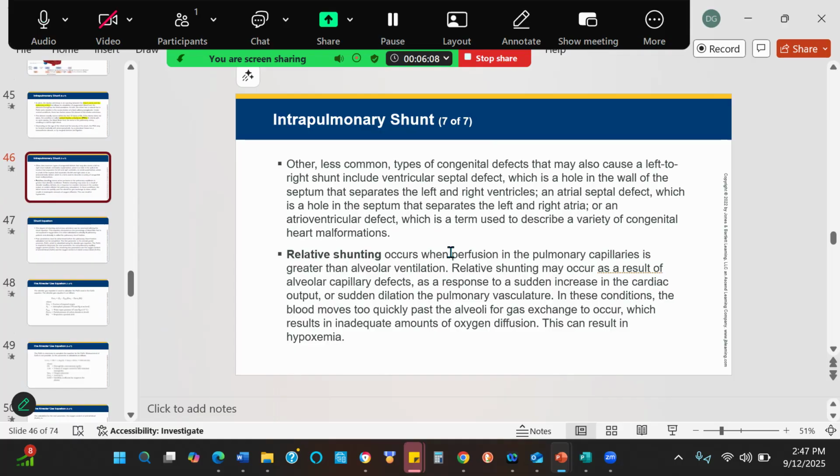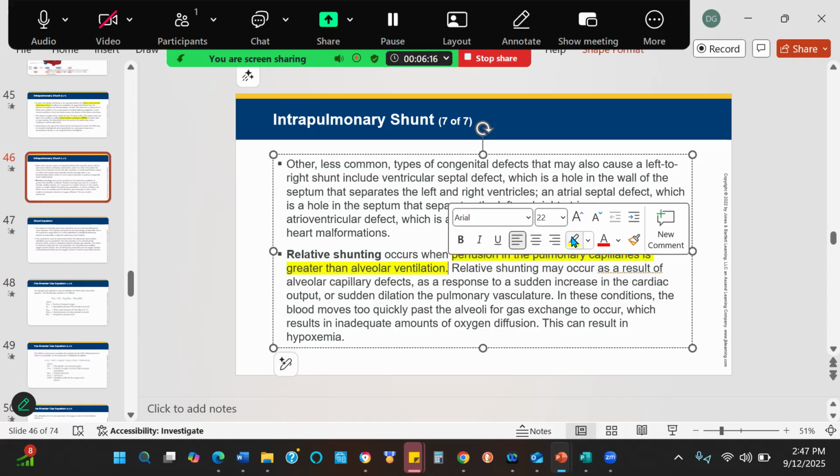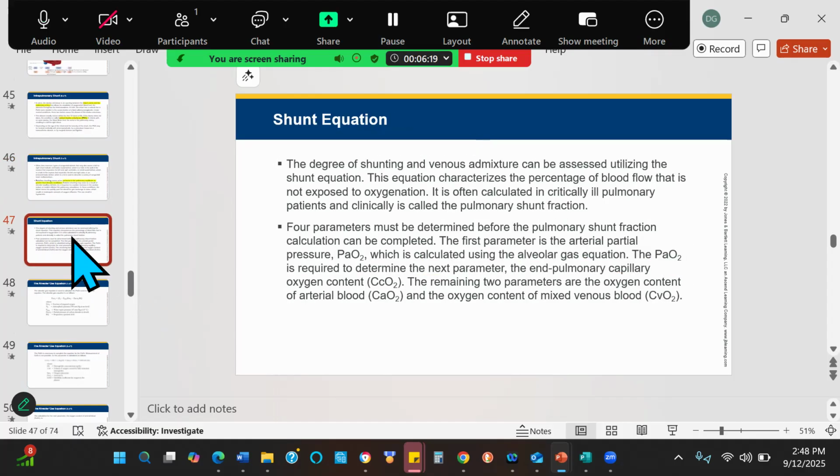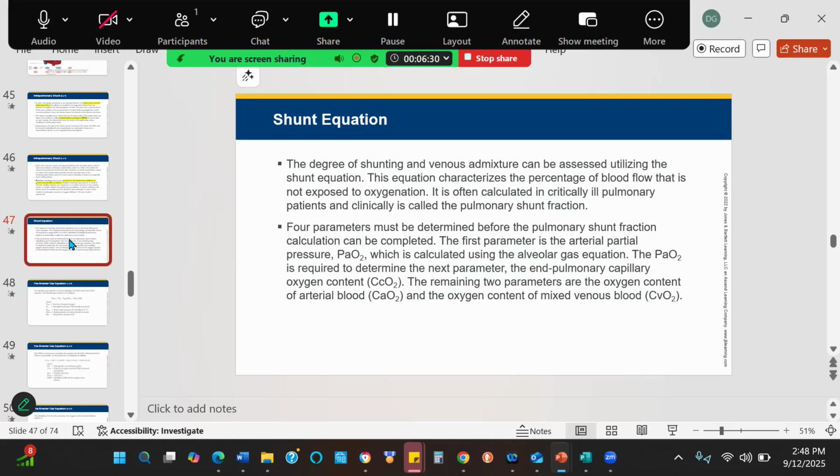Relative shunting occurs when perfusion in the pulmonary capillaries is greater than ventilation. So we got more blood flow than we do ventilation. That's all you need to know about that. There is a long-winded shunt equation, let's see if it's on the next slide. Well, that's the alveolar gas equation, which is more important by far. You will not have to actually be able to calculate the shunt equation. It's too much to do on an exam.